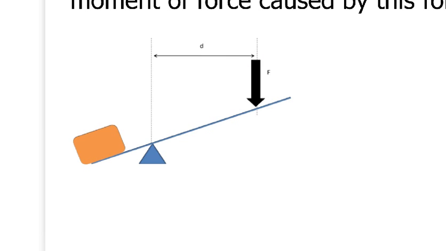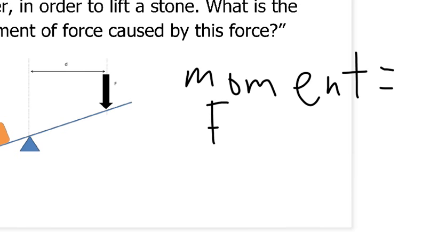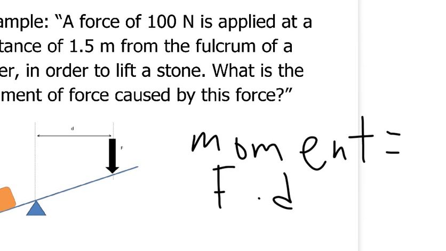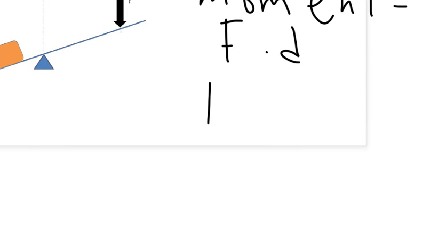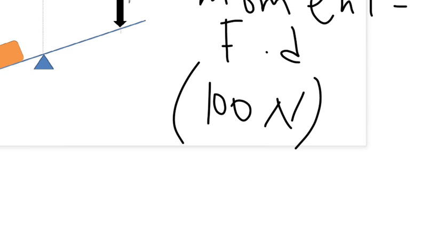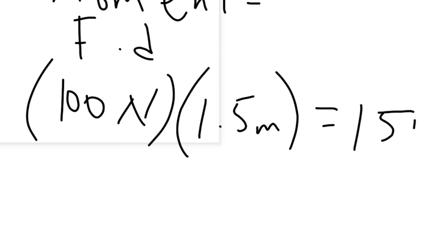We're going to use the formula that we saw on the previous slide: the moment is equal to force times distance, so F times D in this case. If we look back up, F is 100 newtons and D is 1.5 meters. So we're going to just plug those in: 100 newtons multiplied by 1.5 meters, and we get an answer of 150.